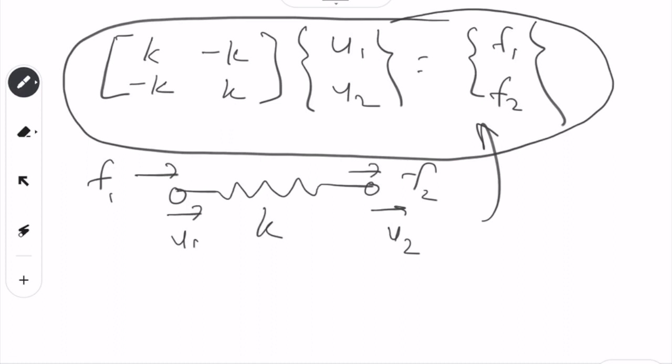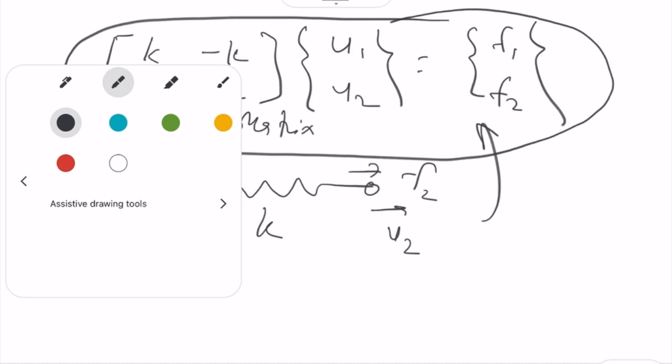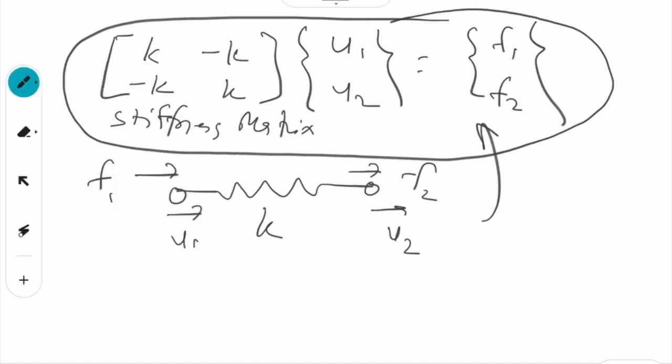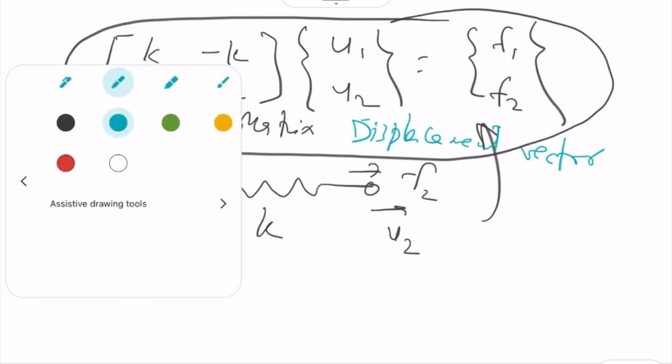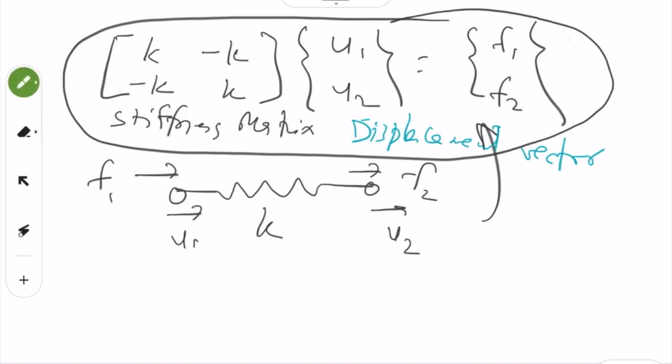This is the general form. What you see here, this one is known as the stiffness matrix. This one is known as the displacement vector, and this is known as the force vector.